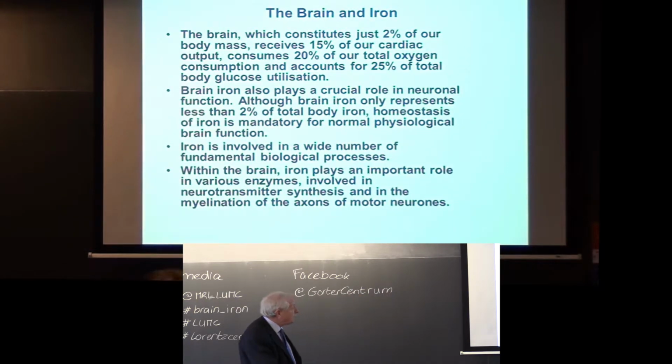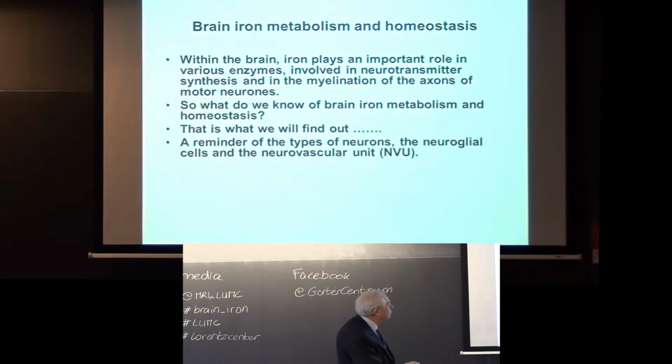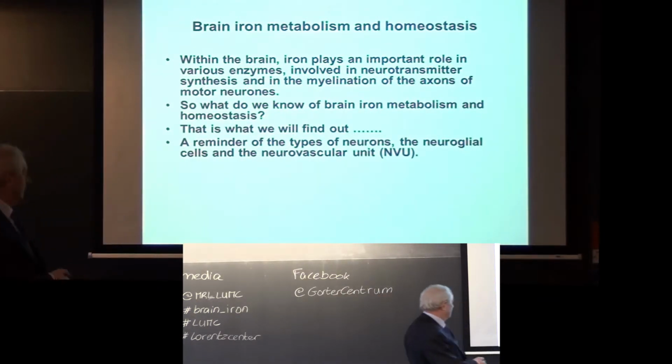Now, I was asked just to mention the brain. As I say, it involves a wide number of processes: neurotransmitter synthesis, myelination of nerves, motor neurons. So what do we know about brain iron metabolism and homeostasis? Well, that's what we're here to find out about.